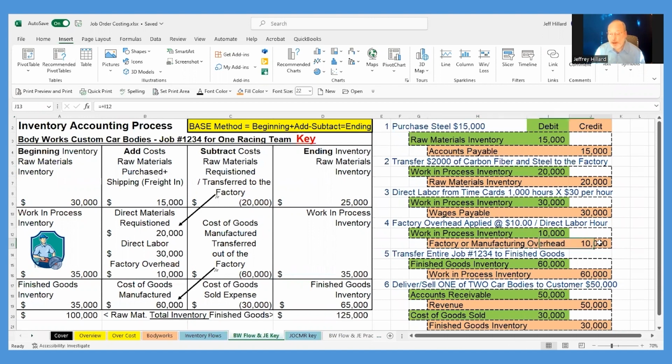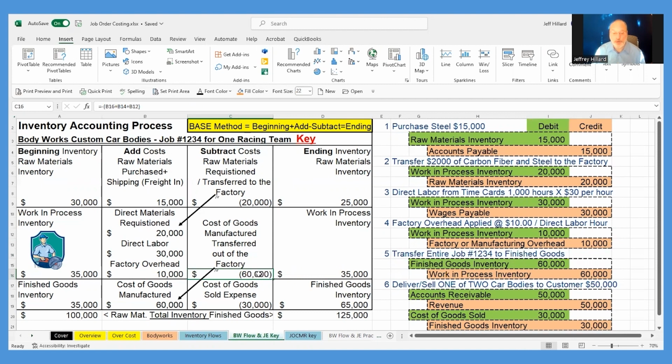We're going to debit the same account, but we're going to credit manufacturing overhead to transfer it into the cost of this job. The next one is we're going to transfer the entire job number 1, 2, 3, 4 out of the factory. It's done. Our 2 car bodies are done. So we're going to transfer them out of the factory.